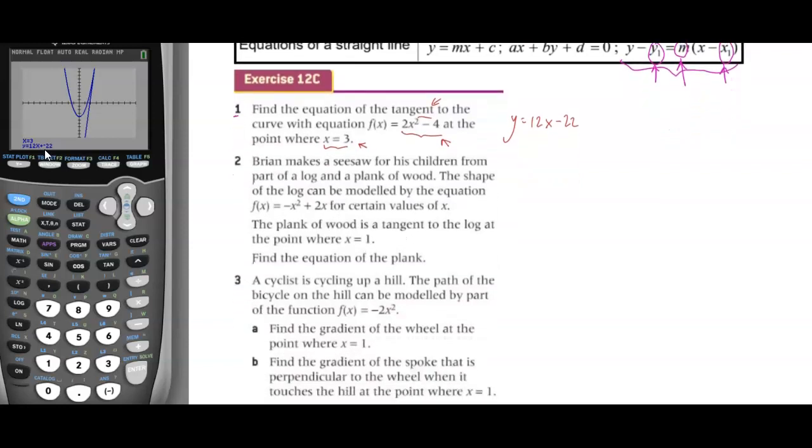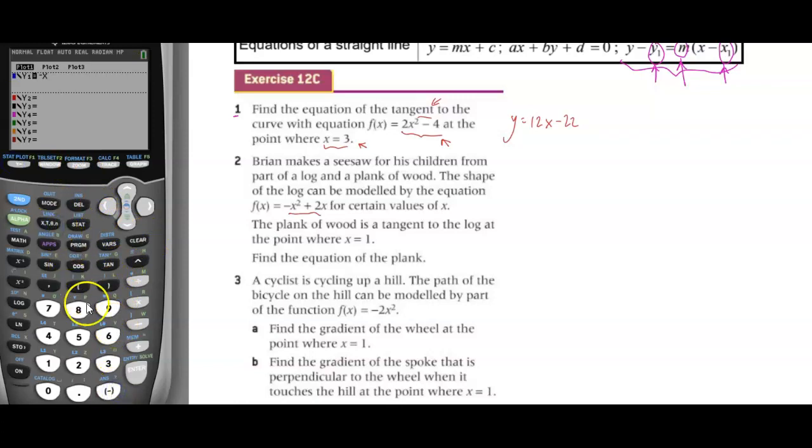Let's do another one. Now this one has a lot more context. It's got a seesaw, blah, blah, blah. Brian makes a seesaw for his children from part of a log and a plank of wood. The shape of the log can be modeled by, oh, they gave me the function. What do we do when we get a function? We type it in the calculator. So we even stop reading and we just type it in the calculator.